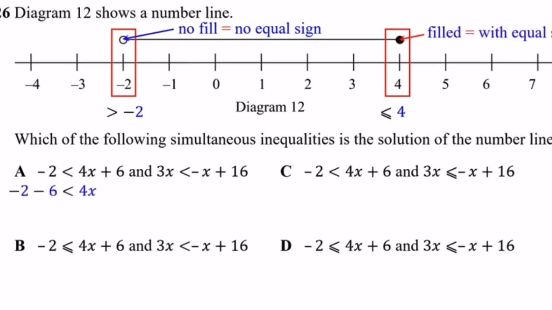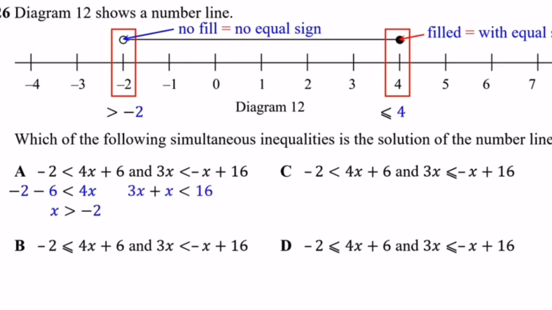So, -2 minus 6 less than 4x, we'll choose the one with the less than. Now we will simplify. It will become 4x more than -8. That means x is more than -2. So it looks okay for A. And how about this side? 3x plus x less than 16, so it becomes 4x less than 16.